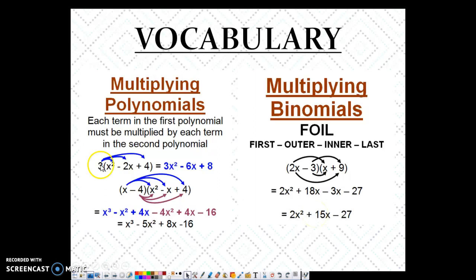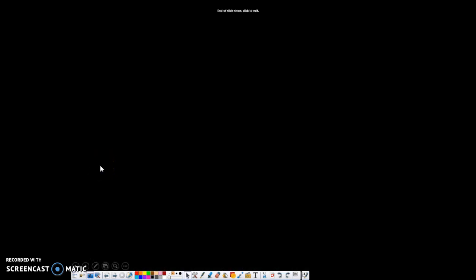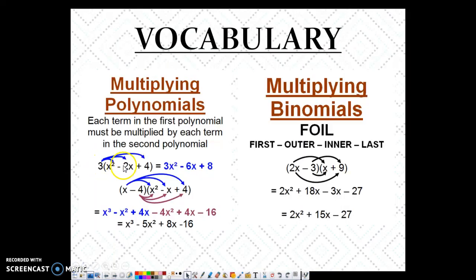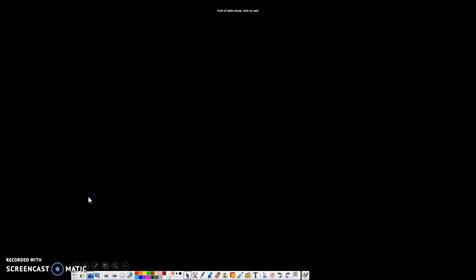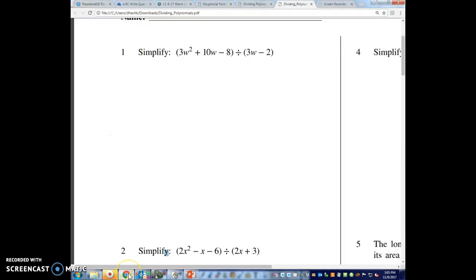Remember when we multiply, this number has to distribute through everything, so it has to multiply times everything. All numbers have to multiply by everything, okay? For FOIL, remember that's first, outer, inner, last. You can use that or the box method. Now today we're going to be dividing polynomials, and dividing polynomials is the opposite of multiplying. So we're going to kind of be multiplying backwards, okay? That's what you're doing, is multiplying backwards.